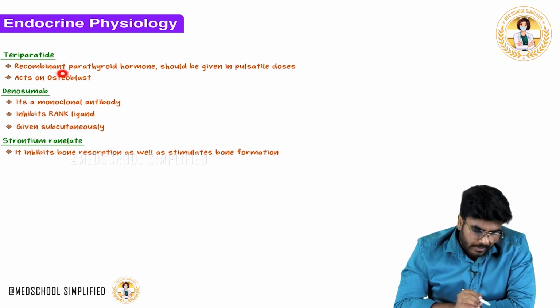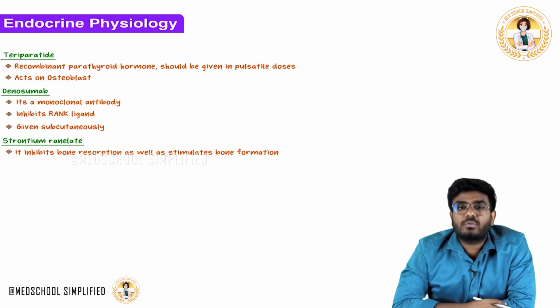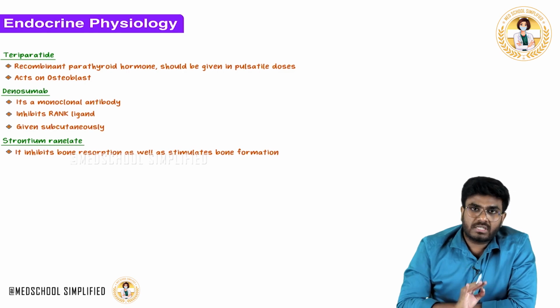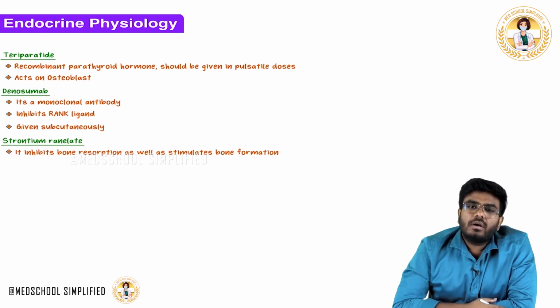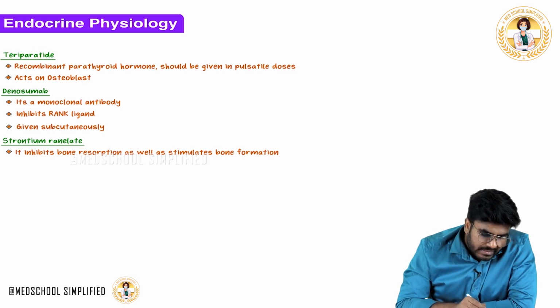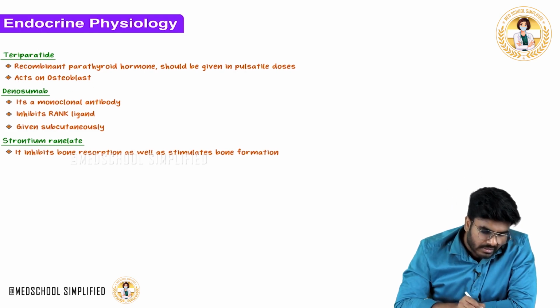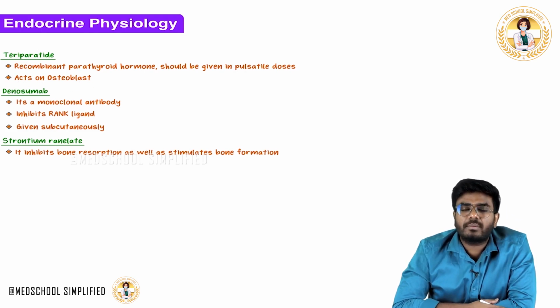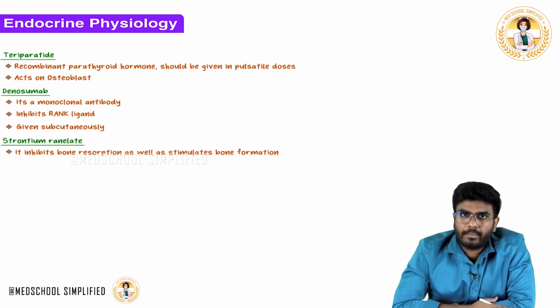How do you have to use this drug, teriparatide? You have to use it in pulsatile doses. When you are giving low doses at regular intervals, little by little, they are going to activate the 1-alpha hydroxylase. They are going to activate vitamin D. Not only that, teriparatide, parathyroid hormone, activates the osteoblast and helps in bone formation. So it acts on the osteoblast, helps in bone formation, and is used in the treatment of osteoporosis. Done.